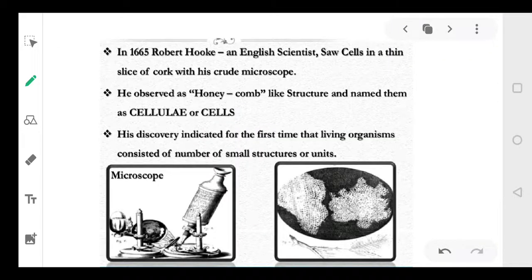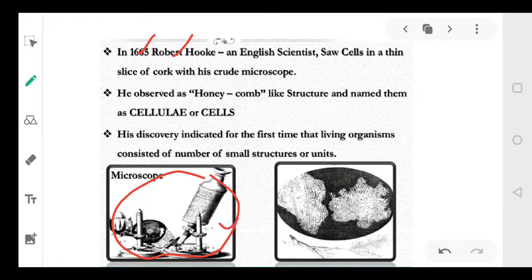Now, how was this cell discovered? In 1665 there was a scientist called Robert Hooke. Okay, he was a scientist, Robert Hooke. He discovered the cell. Now there is a very interesting story regarding the discovery of the cell. He basically had a microscope. He had made his own microscope.